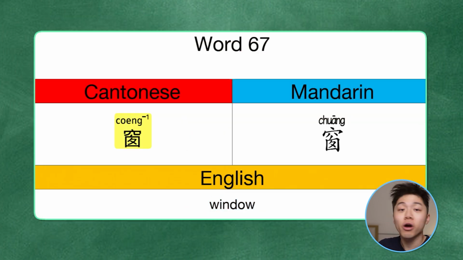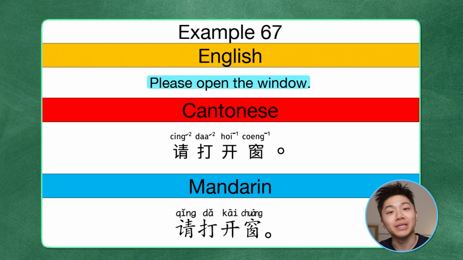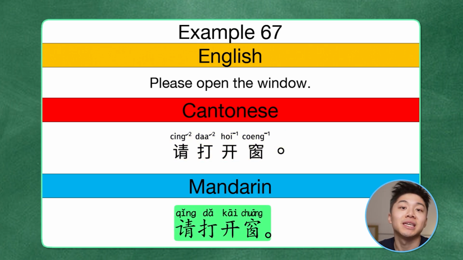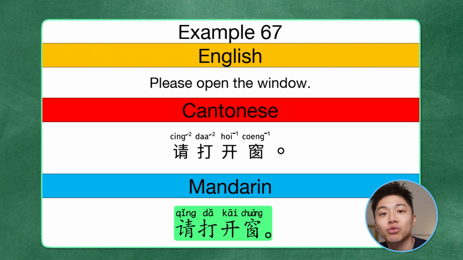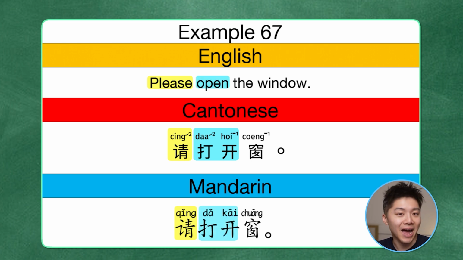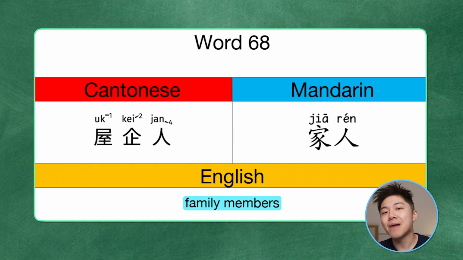Next, window, 窗. I'm pointing back because there's no window in this room. Oh no, there's one here. It's closed. 窗 in Mandarin, 窗. So for example, please open the window. 请打开窗. 请 means please in Mandarin. 打开 means to open in Mandarin. And then finally, 窗 means window in Mandarin.